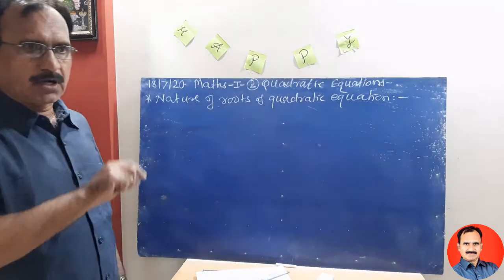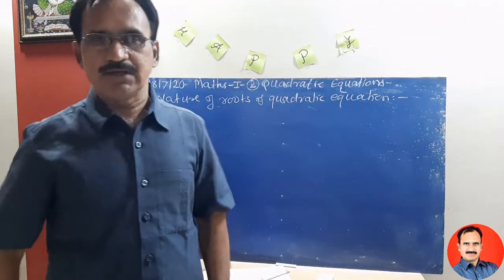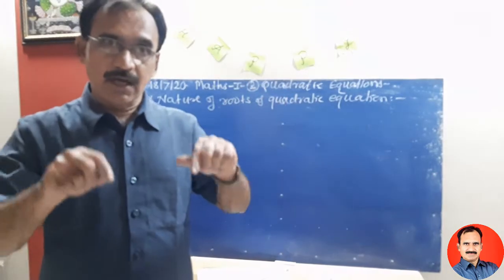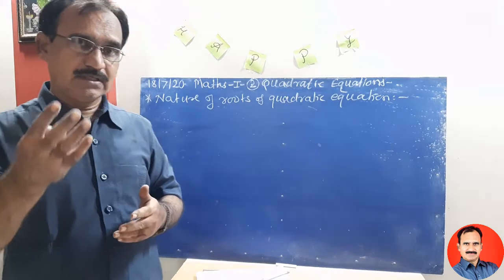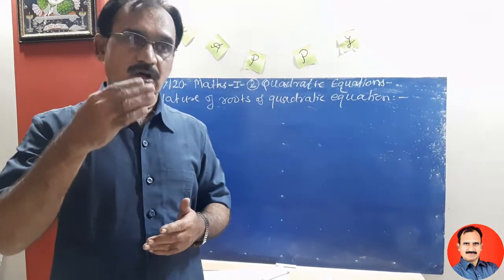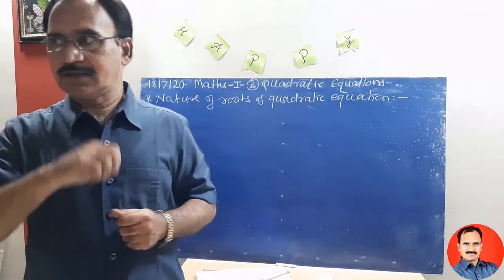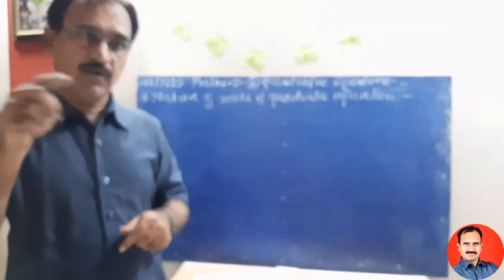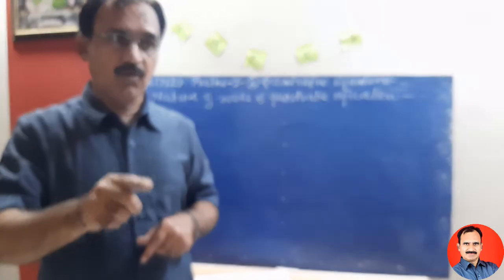Nature of roots of a quadratic equation means what? Without solving the quadratic equation, we can determine the nature of roots, meaning whether they are real or equal or unequal or not real. We can write the nature without solving the quadratic equation. How? With the help of the value of the discriminant.